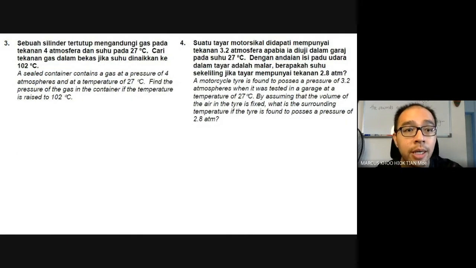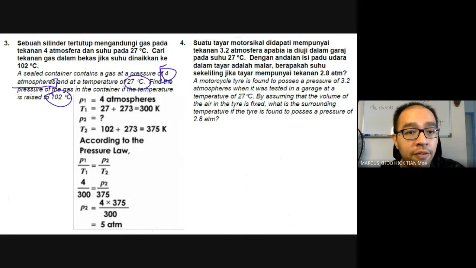Question number 3. Okay, so the pressure is at 4 atmospheres, and the temperatures are both at 27 and 102. It is exactly the same as the second question just now, except that the unit for pressure has changed. Instead of using kilopascal, I have changed the unit of pressure to 4 atmosphere. So your final answer will be 5 atmosphere. ATM is the short form for atmosphere. Atmosphere is a unit for atmospheric pressure.